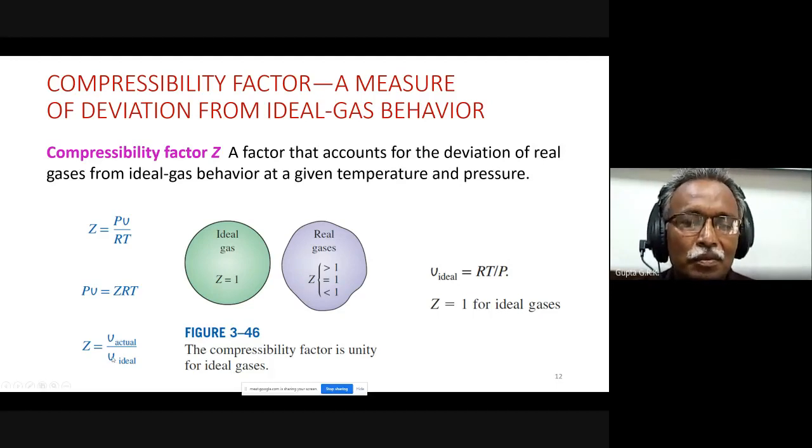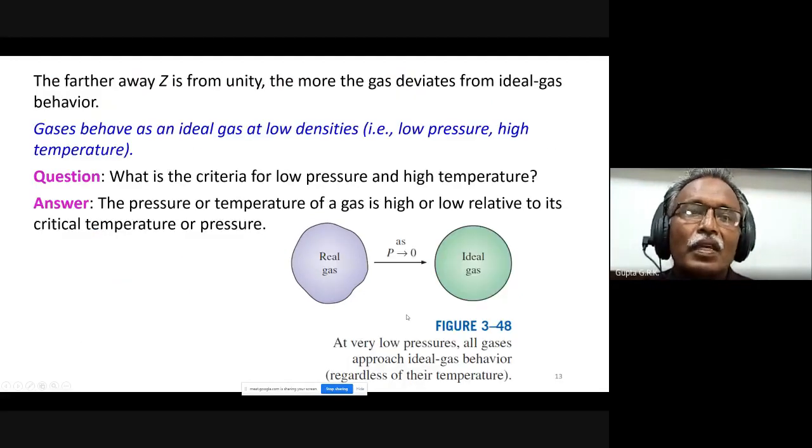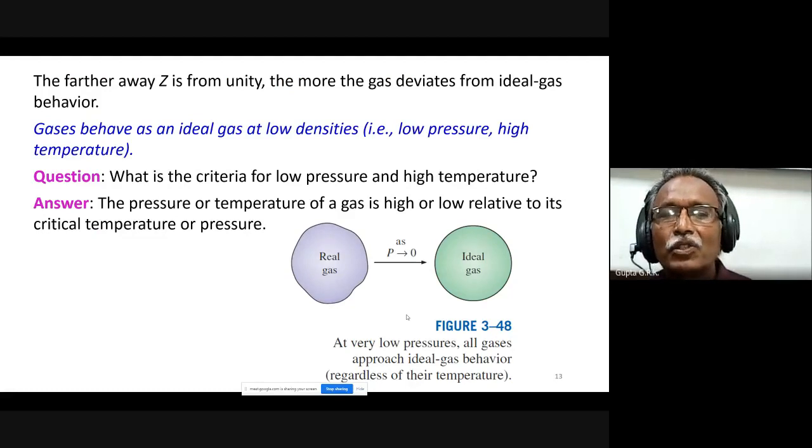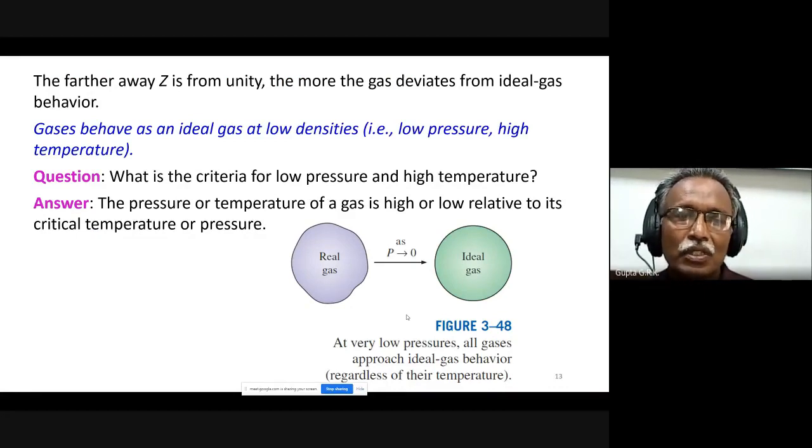And so this compressibility factor is nothing but specific volume actual by specific volume ideal. And we know that v ideal is RT by P, and Z is equal to 1 for ideal gases. And the farther away that is from unity, the more the gas deviates from ideal gas behavior. Gases behave as an ideal gas at low densities, this we've seen. And what is the criteria for low pressure and high temperature? The pressure or temperature of a gas is high or low relative to its critical temperature or pressure.